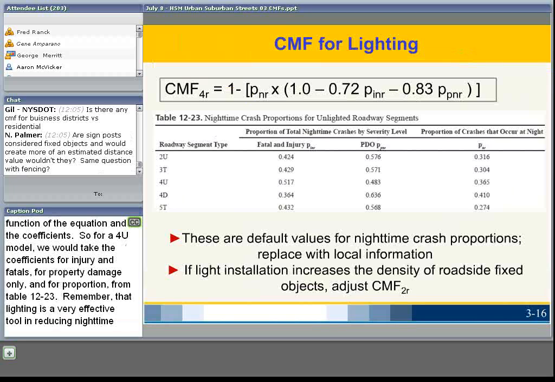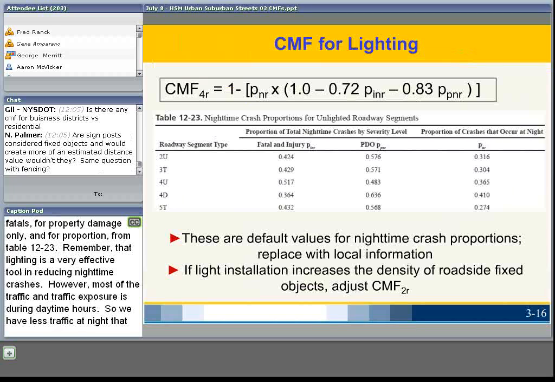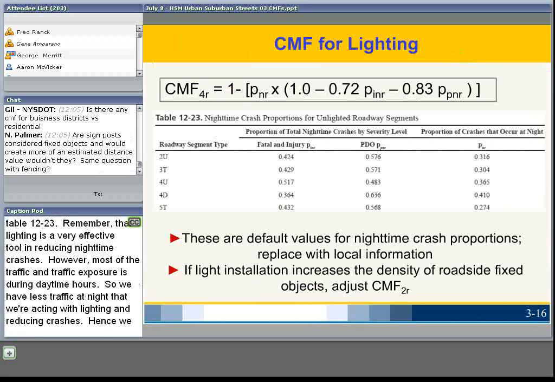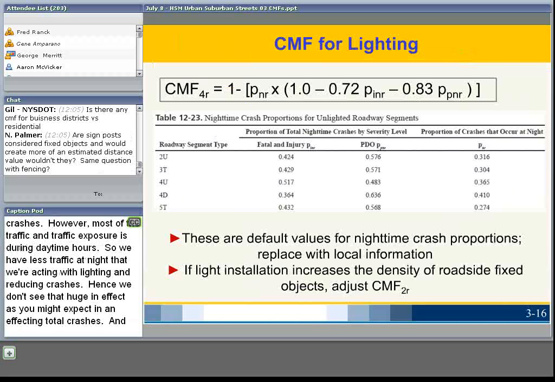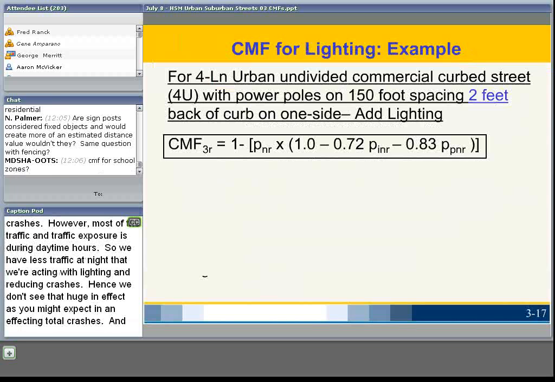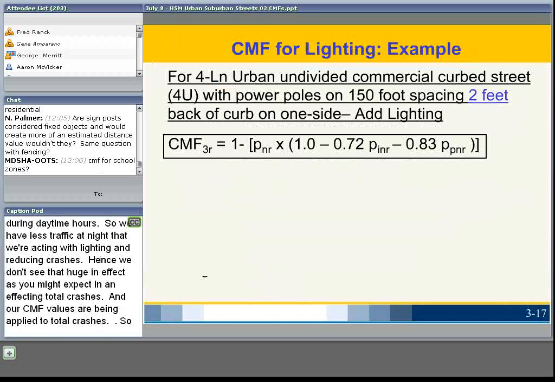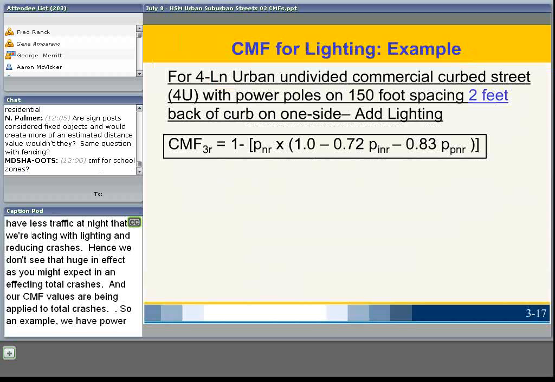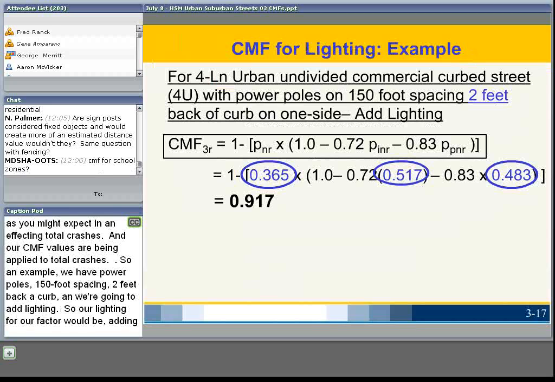Lighting is the fourth item, and lighting has a known pronounced effect in reducing nighttime crashes on urban and suburban segments. We have proportions for injury and for fatal crashes, as well as for the proportion of total crashes for an unlighted roadway segment. Our CMF value is a function of the equation and the coefficients. So for a 4U model, we would take the coefficients for injury and fatals, for property damage only, and for proportion from Table 12-23.